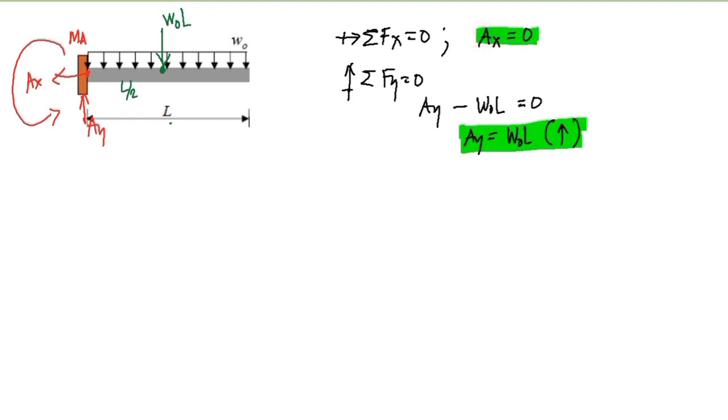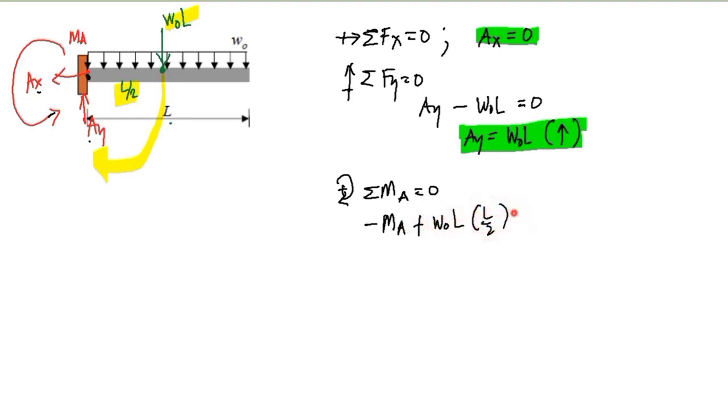And next, we are going to summate moment at point A is equal to 0, taking the clockwise direction as positive. So we assume that the moment at A is counterclockwise, so that's negative at A. And hindi naman mag-create ng moment si AX at si AY kasi nga po tatama sila dyan. Ang mag-create ng moment ay itong si WOL. No? So, that would create a clockwise rotation, tapos this L over 2 is the moment arm. So, that's positive. We have here plus WOL, and the distance is L over 2. This is equal to 0.